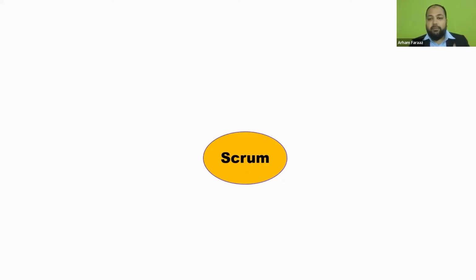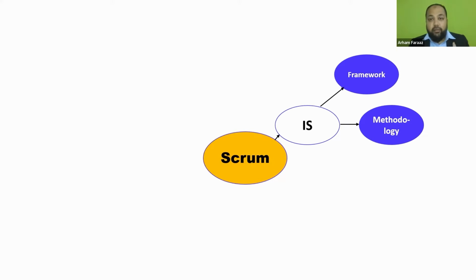So what is Scrum? In this mind map, I'm going to help you understand more about Scrum slowly. Scrum is a framework and a methodology. So what happens in this framework? This Scrum framework follows a set of practices.